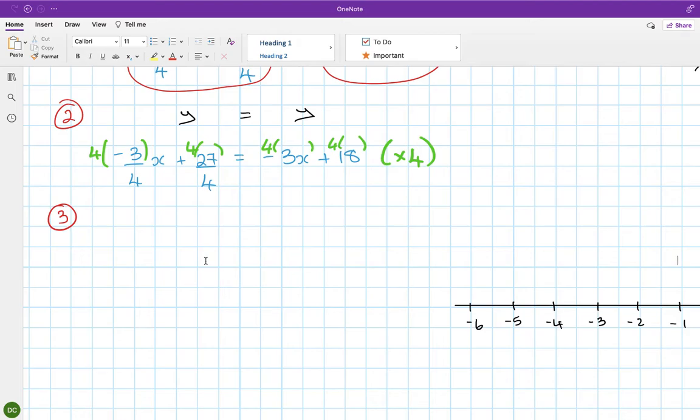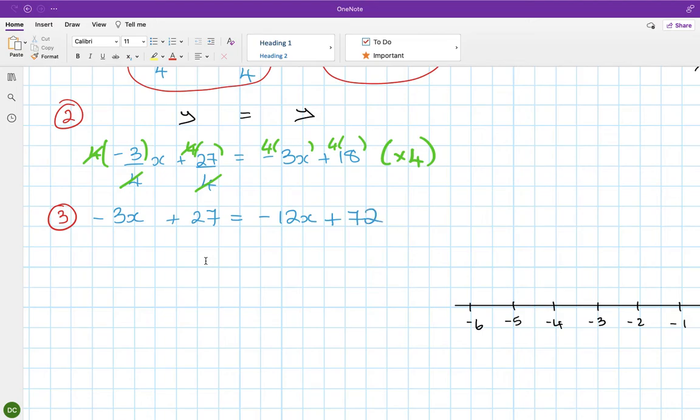So first one's grand. The 4 and the 4 cancel, and I've got minus 3x. Second one, the 4 and the 4 cancel, and I've got plus 27. Third one, there is no 4 to cancel, so we'll just do the multiplication, which is minus 12x. And the last one, there's no 4 to cancel, so I just do 18 times 4, which is 72.